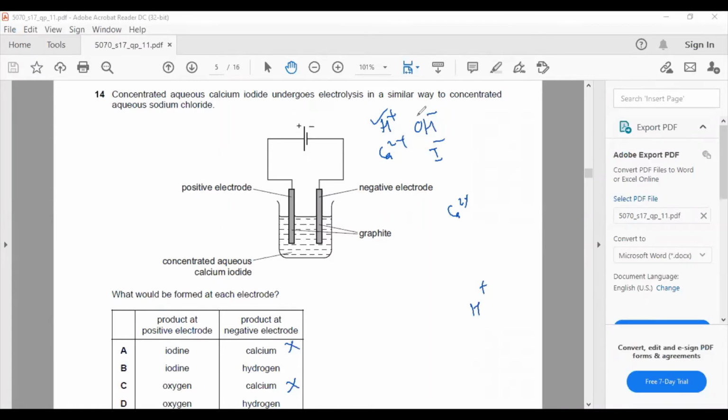Calcium will not be discharged. And you know the halide ion is concentrated, so the halide ion is discharged. Iodide is discharged, forming iodine. So B is the answer, not oxygen. For concentrated solutions, it is not oxygen. Which ion does not discharge?